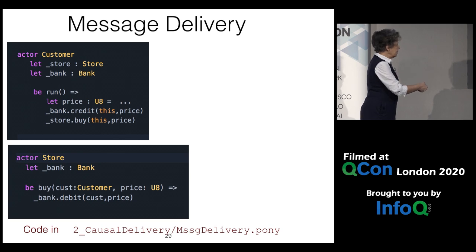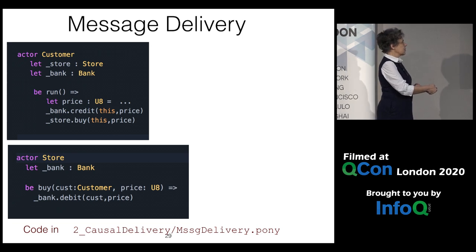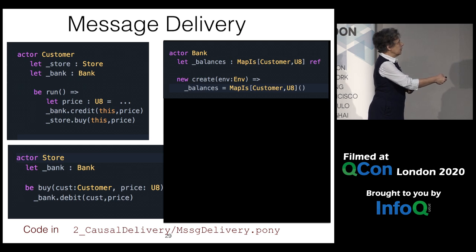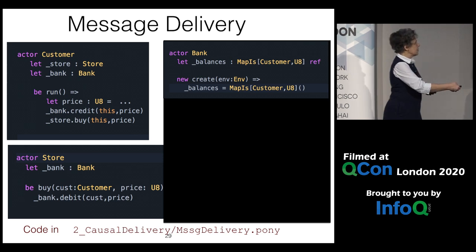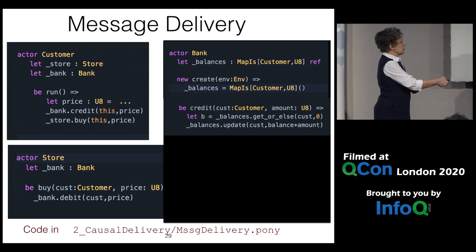The store then knows about the bank, that is its own field, and when the store receives the message buy, it asks the bank to debit the customer with a particular price. And what does the bank do? It has got a table, a map from customers to their balances. When it gets created, it initializes the table. When it receives the credit message, then it increments the balance for the particular customer.